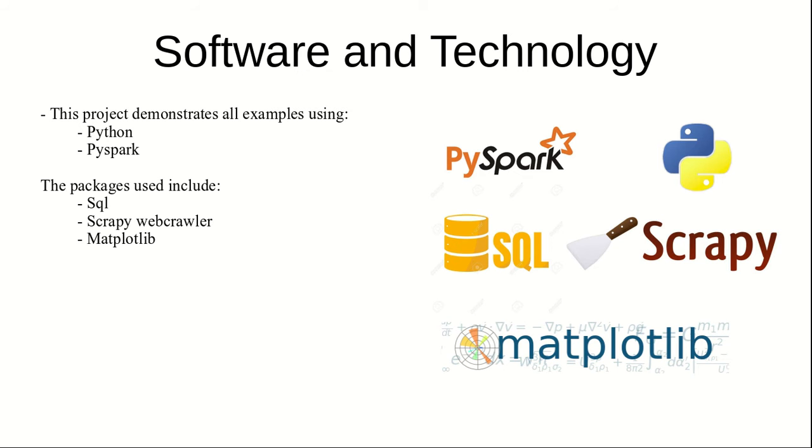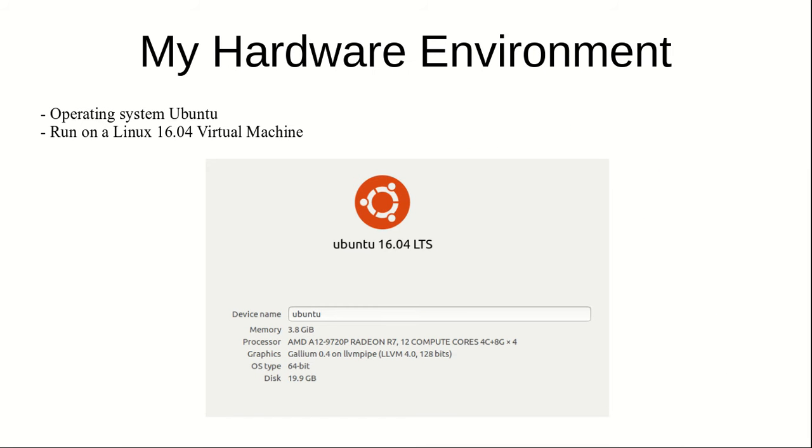The software and technology that I used for this project, predominantly Python and PySpark. I also used SQL to make my search queries and created a Scrapy web crawler that was able to aggregate the information from Craigslist. I used matplotlib to show my data. I ran my code on Ubuntu. I have a VM with Linux 16.04.